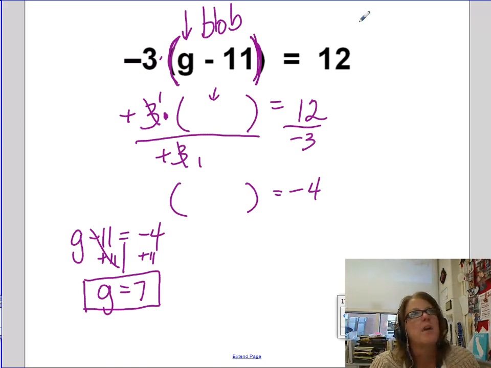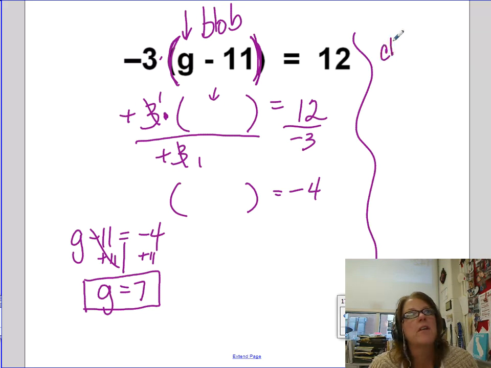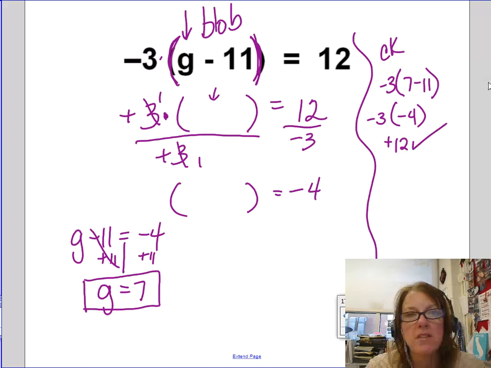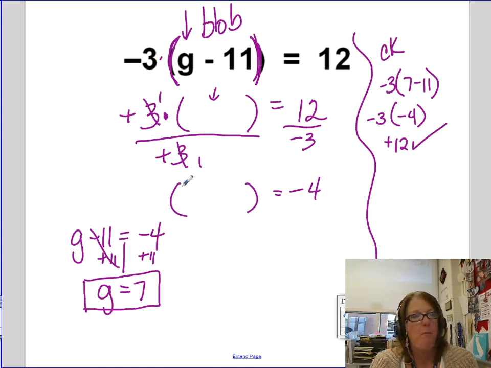When I go to check it, I'm saying -3 parentheses g minus 11. But I just told you I think that g is 7. This better be equal to +12. Inside the parentheses, 7 minus 11 is -4. -3 times -4 is +12. Ba-boom! You're done. That's right. That's what happens if you have parentheses.